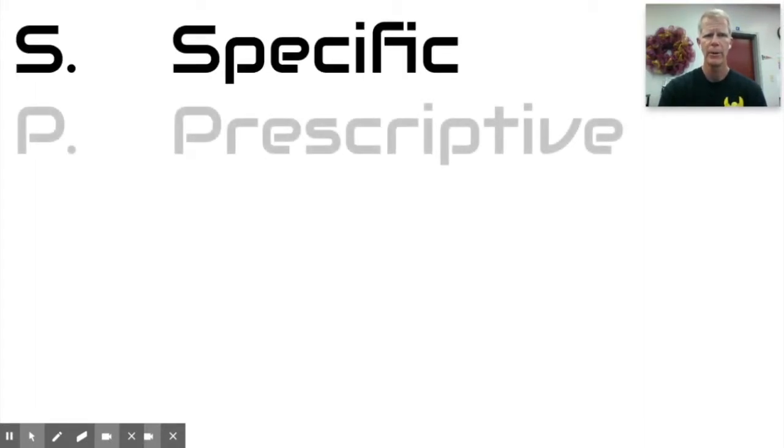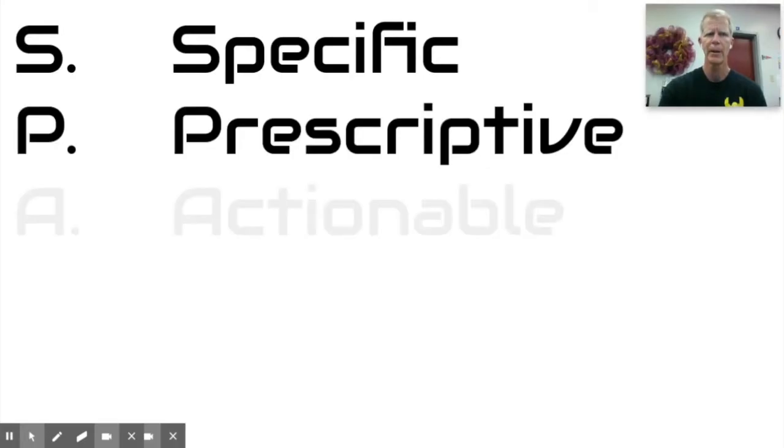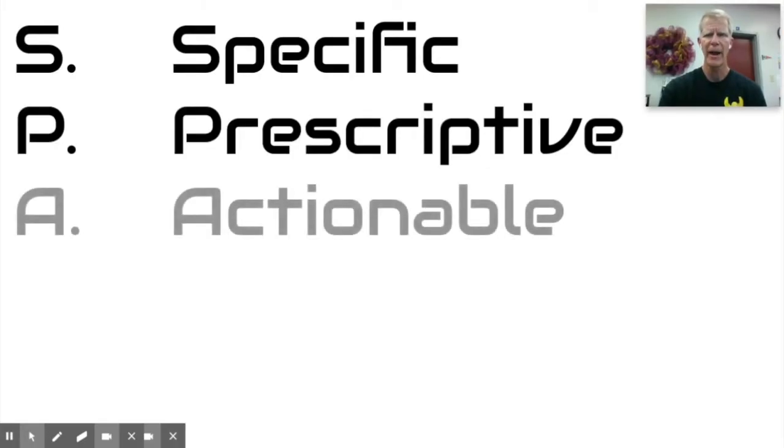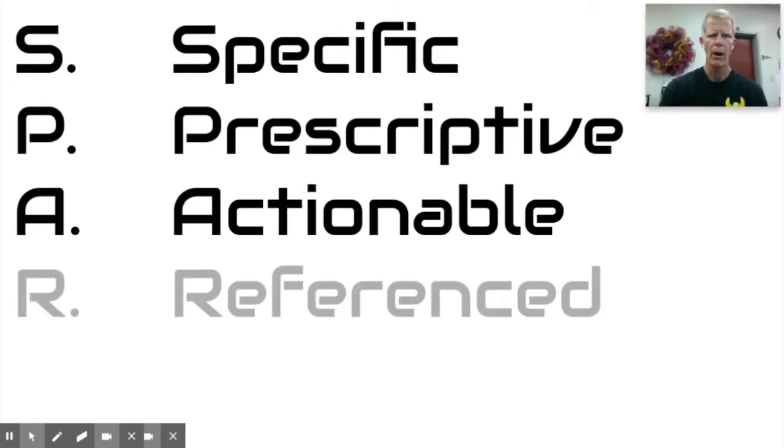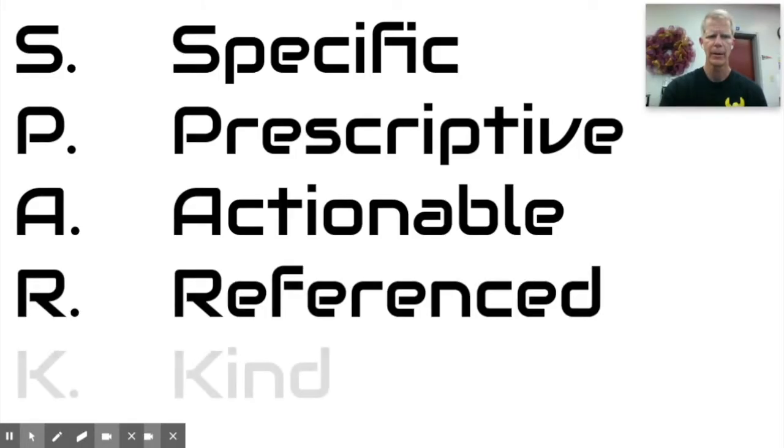So here's the SPARK model. The S in SPARK stands for specific, P is for prescriptive, A is for actionable, R is for referenced, and K is for kind.